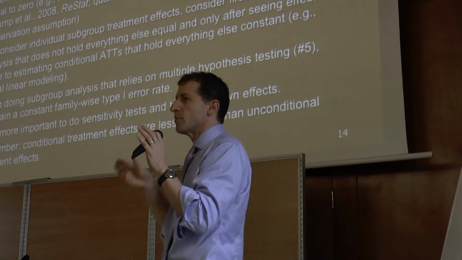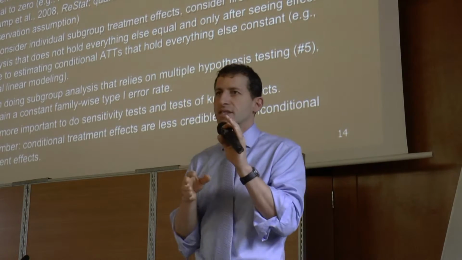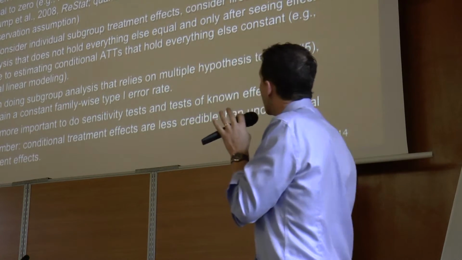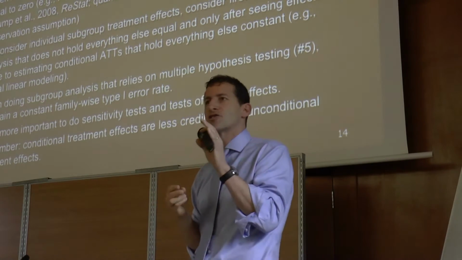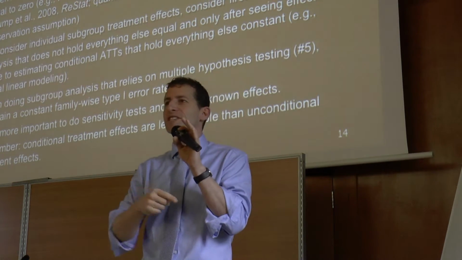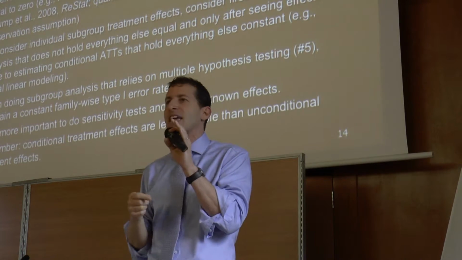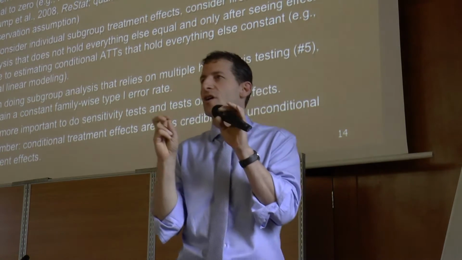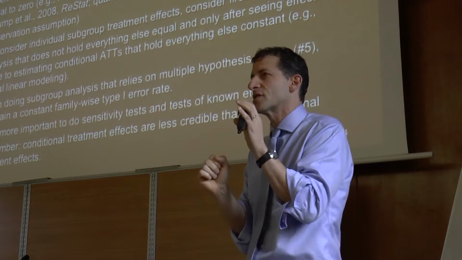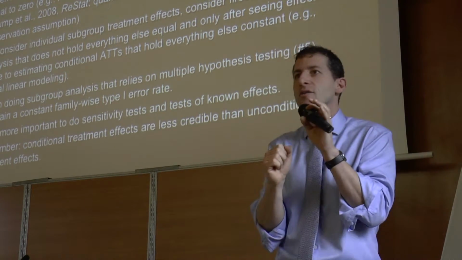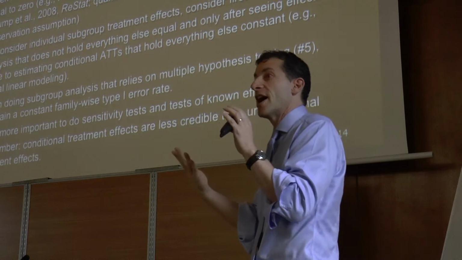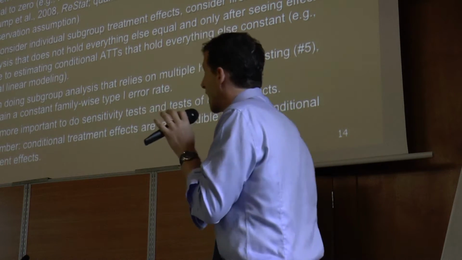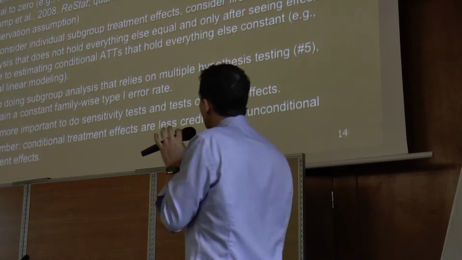If you're doing multiple subgroup testing, a big thing in the statistics literature is maintaining a constant family-wise type 1 error rate. You can't just do 12, 15 different hypothesis tests and claim that your p-values are still exactly what come out of your statistical program. That's wrong. That's not the assumption. You keep doing repeated hypothesis testing, you're bound to find some low p-values just by chance, and you've got to adjust the type 1 error rate.